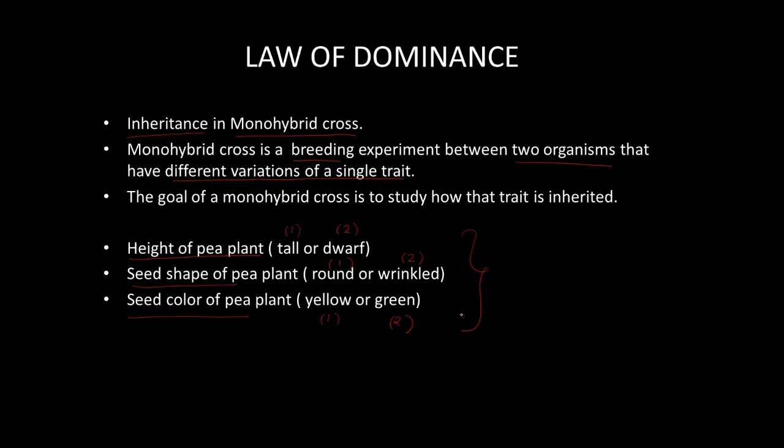and the breeding is conducted between the two organisms, or we can say crossing over is conducted between two organisms. Such breeding is said to be monohybrid cross. Now the goal of monohybrid cross is to study how that trait is inherited. And understanding of a monohybrid cross lays the foundation which leads to better understanding of law of dominance.